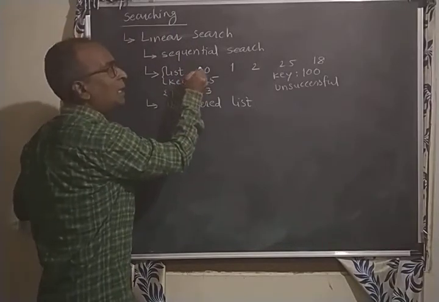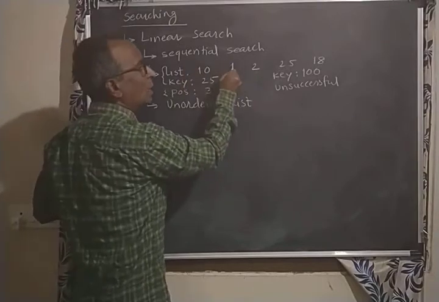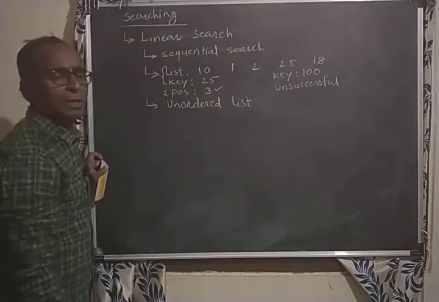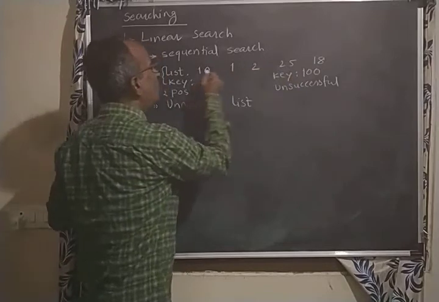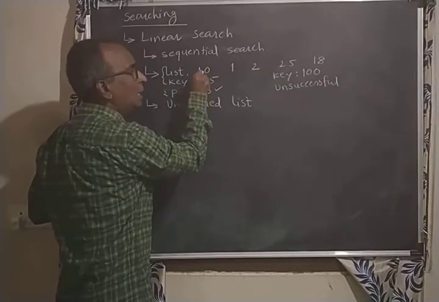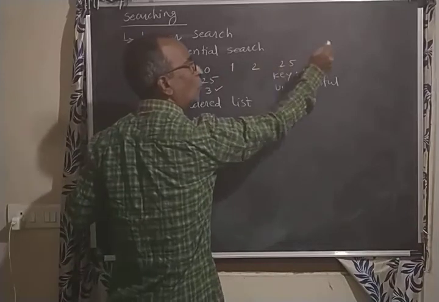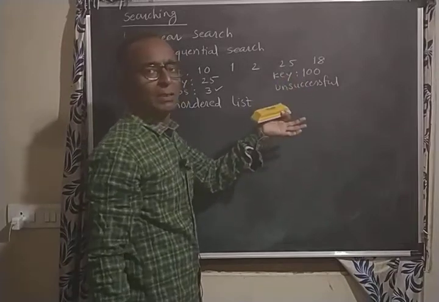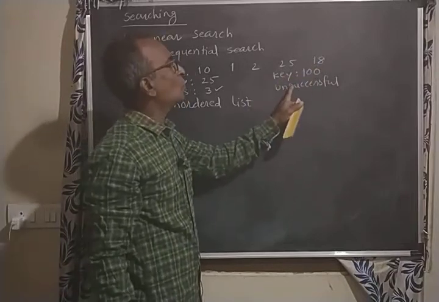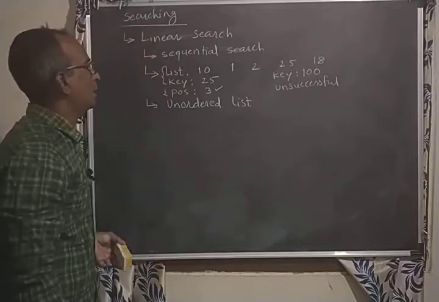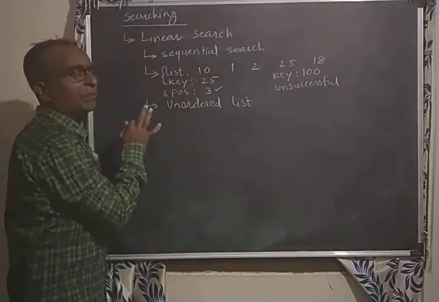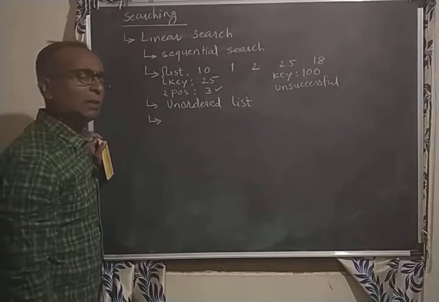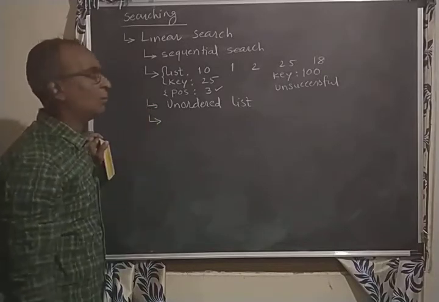How do we do it in linear search? Is it 25? Comparing with every element. Is it 25? No. Is it 25? No. Is it 25? Yes. Yes means the position will be returned with successful search. If the key is 100, you are comparing with every element sequentially. Is it 100? No. Is it 100? No. Like that it will go on continuing until the list is exhausted, and we say that 100 is not present because the list has been exhausted, so unsuccessful search will be given in that case. So this is general linear search. It is applied on an unordered list. It can be applied on an ordered list, but complexity will be more, we'll see that.